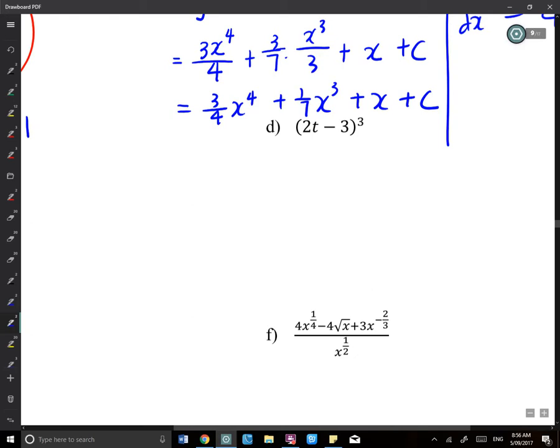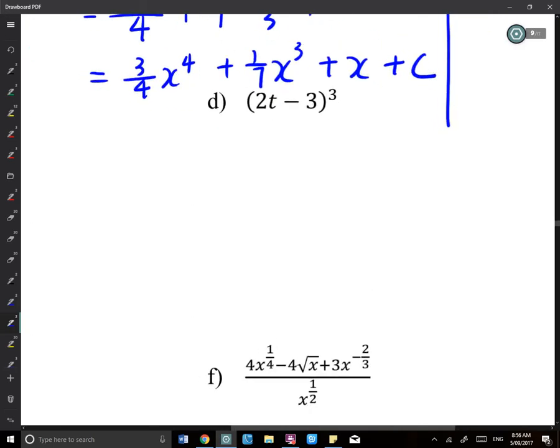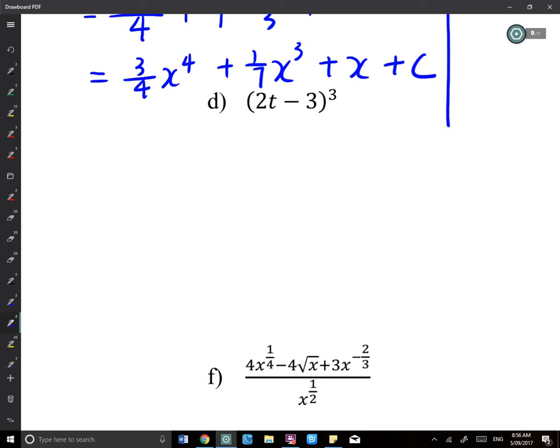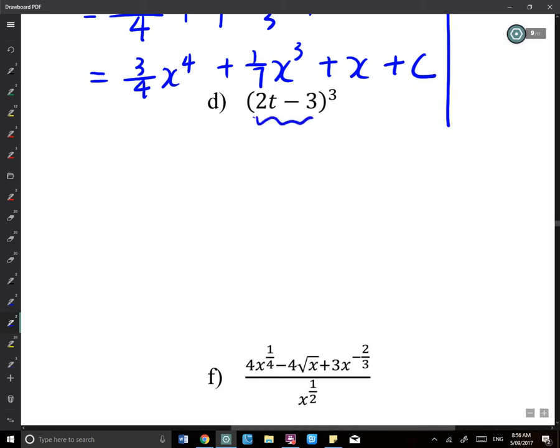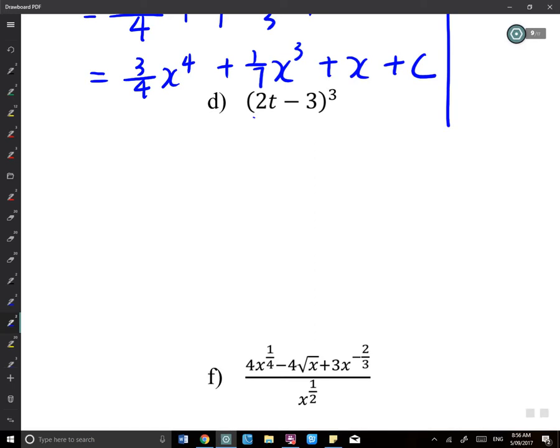Okay, what could you do to that question if you want to integrate that? Well, that is not equal to increasing the power by 1 and then dividing by the power. You have something that's not an x. This is not a single x. You can only deal with a single x. What you can do now is expand and then integrate. Okay, expanding and integrating.